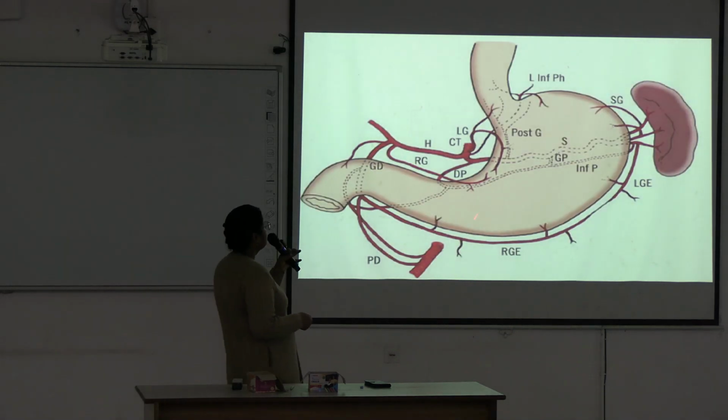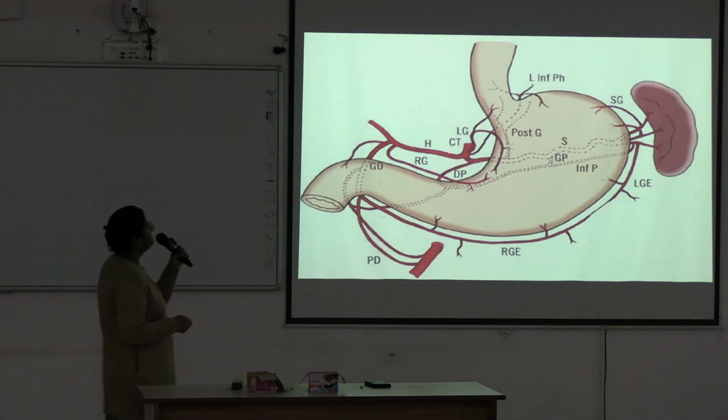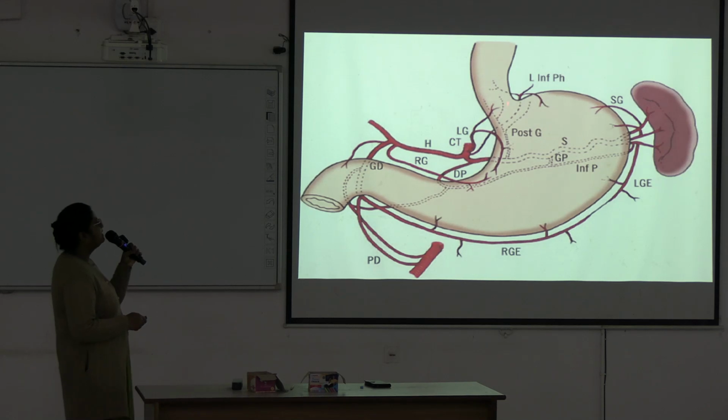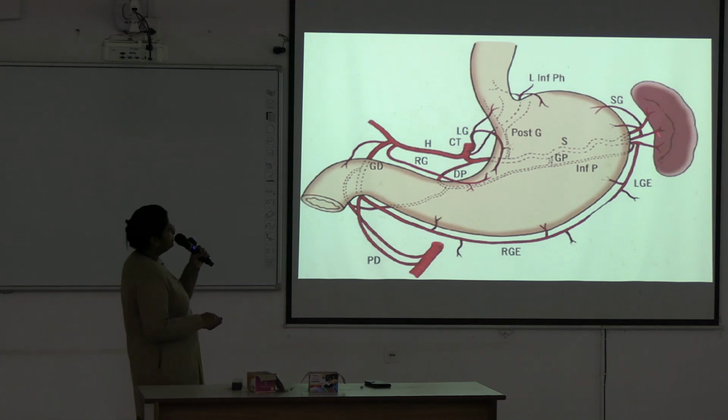Next, see here the location of the arteries. This is the celiac trunk dividing into three trunks. This is the left gastric artery lying along the lesser curvature, also giving a branch to the lower part of the esophagus. Next, this tortuous artery is the splenic artery. From the splenic artery, sometimes one artery arises, that is the posterior gastric artery.